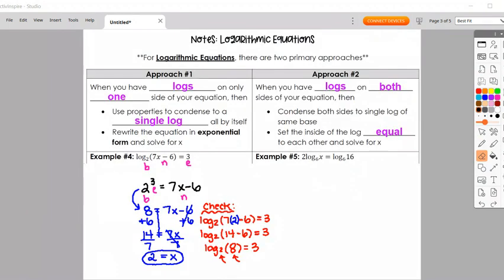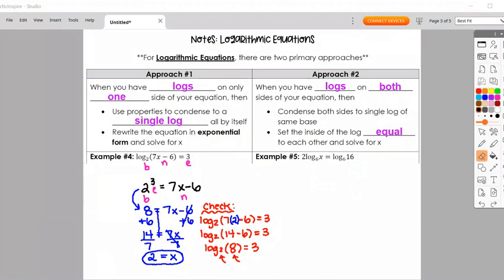Let's look at approach number 2. Approach number 2 happens when you have logs on both sides of your equation. The goal is then to condense both sides to make sure the log is all alone by itself, and to make sure to set the inside of the log equal to each other to solve for x.